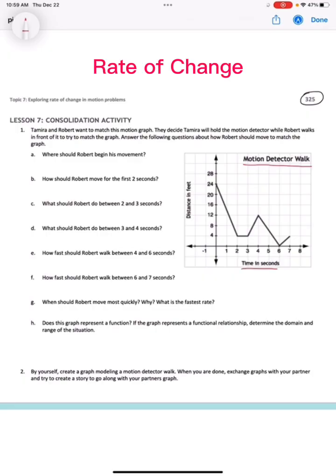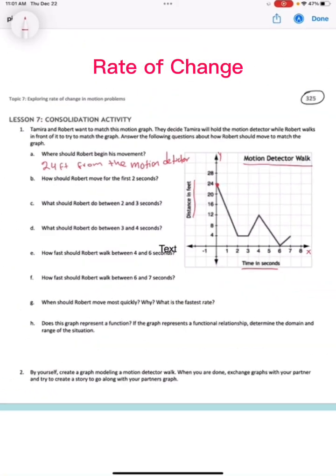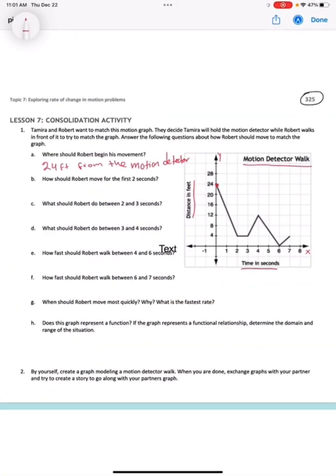Notice that the x-axis is the time in seconds. The y-axis is the distance in feet. Where should Robert begin? Well, he starts right here, so you can say 24 feet from the motion detector. How should Robert move for the first 2 seconds?